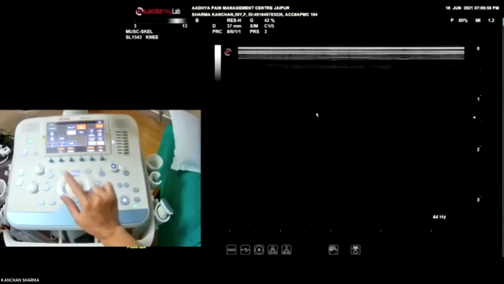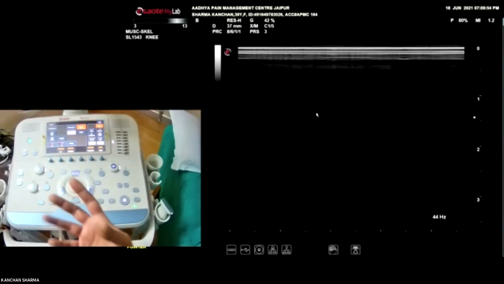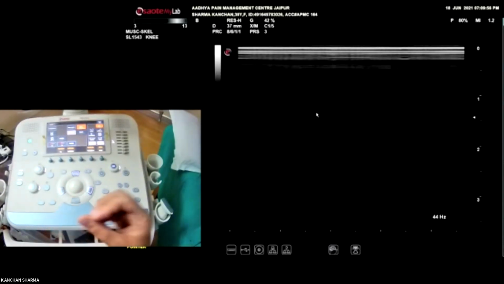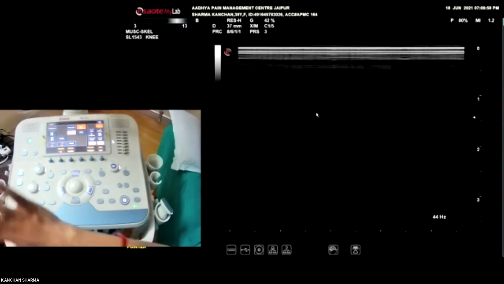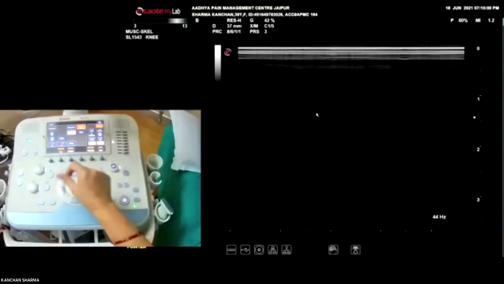Every machine, see, mine is Esaote. You can have Sonosite, you can have GE. So don't bother about all the different knobs which I'm having. Just try to understand the function of each knob, because the function of that knob is going to be the same in any of the machines. So the basic motto of learning the knobs is so that we are confident with what button we should use. Okay.